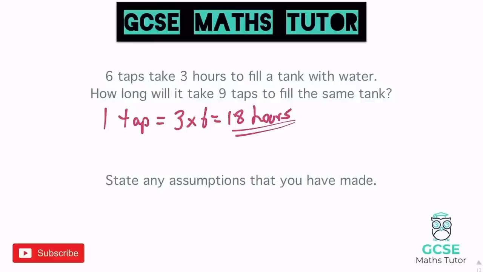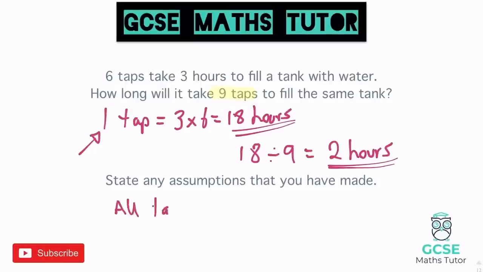But this particular question here said that there's 9 taps. How long would it take 9 taps? So if we do 18 hours divided by the 9 taps, it gives us a total answer of 2 hours. So these questions are all about working out first, how long would it take 1 tap, or whatever this question's actually about normally. So it says state any assumptions that you've made. Well, I've assumed here that all these taps are running at the same rate. Okay, that's my assumption. All taps run at the same rate.